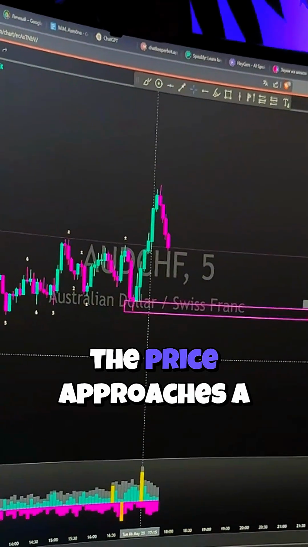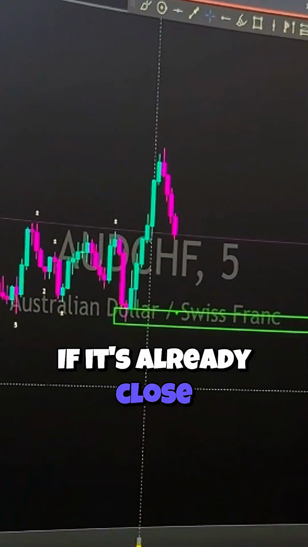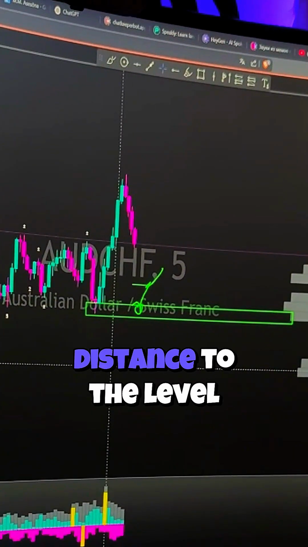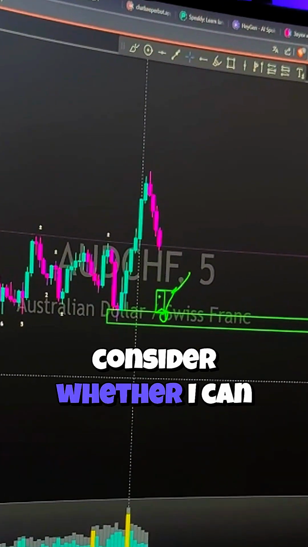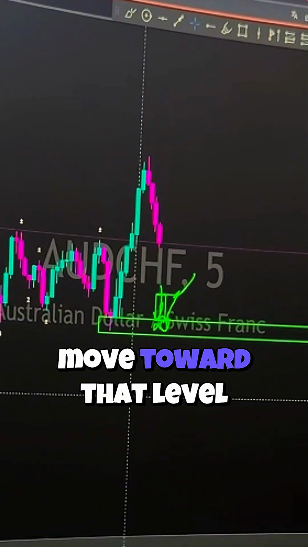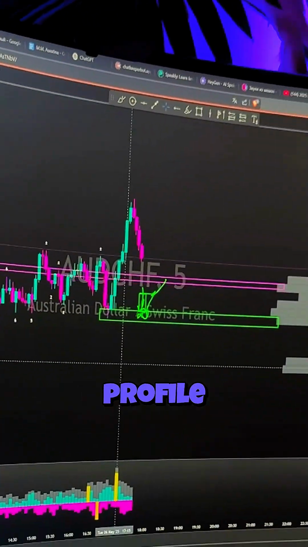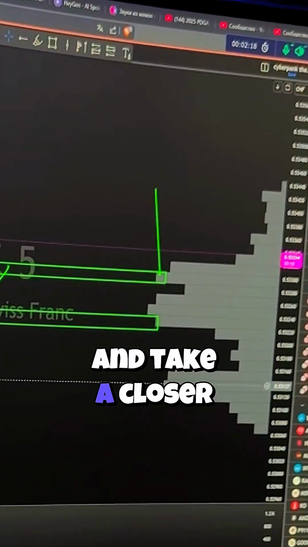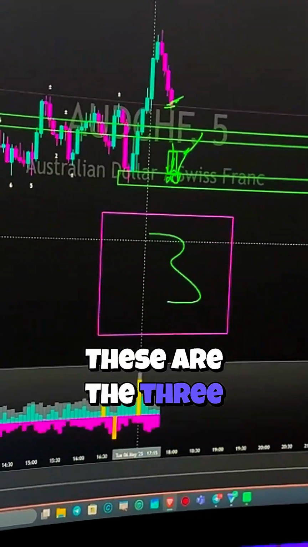Once again, it's when the price approaches a level. If it's already close to the level, I look to see if there might be a pullback from that level. If there's still some distance to the level, I also pause and consider whether I can enter for a continuation move toward that level, and accordingly, the market profile. If there is volume nearby, somewhere close to the price, I can also pause and take a closer look at that situation. These are the three main hooks.